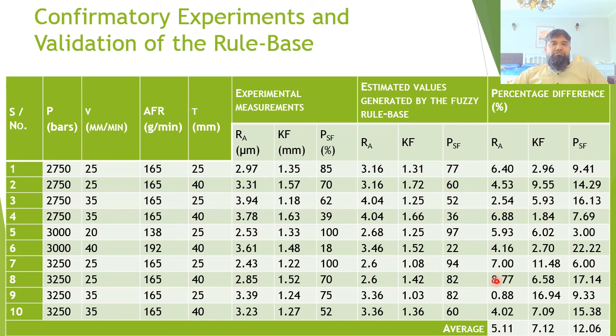The average values of percentage difference for surface roughness, curve width, and proportion of striations free area were found to be around 5, 7, and 12% respectively, as shown in the bottom of the table. This shows that the estimation accuracy of the fuzzy rule-based system is very high in respect of surface roughness and curve width, whereas that of the third response is also acceptable.